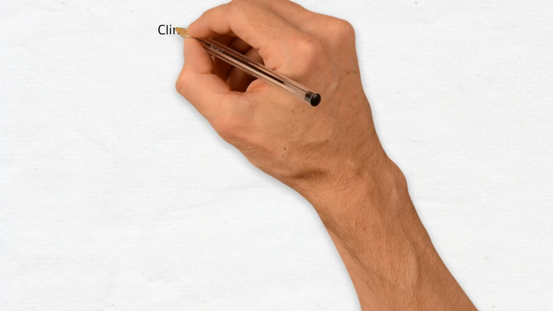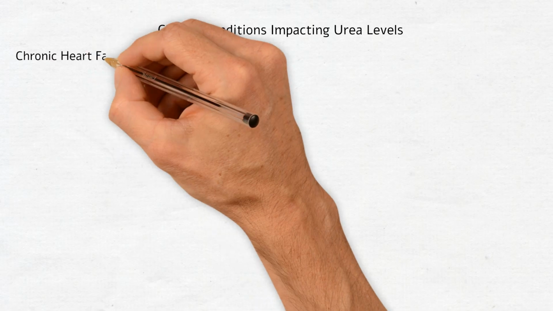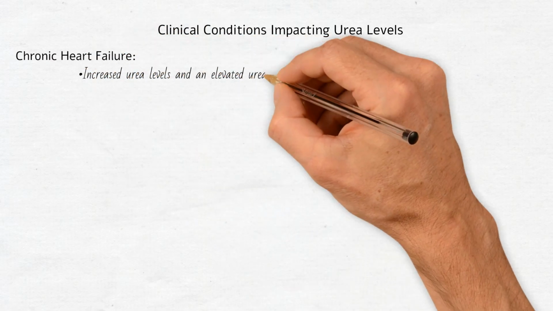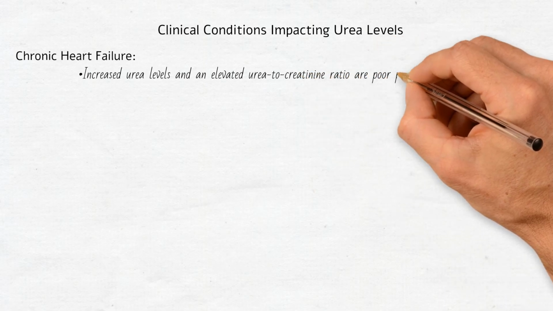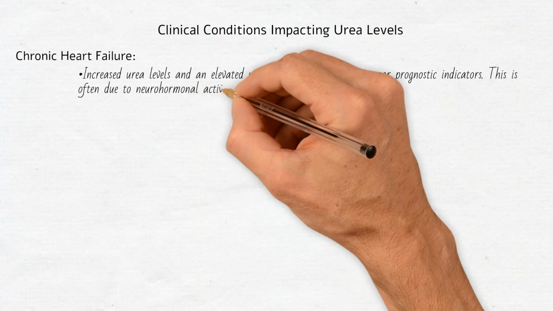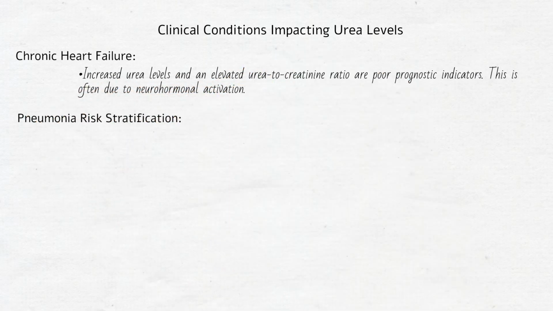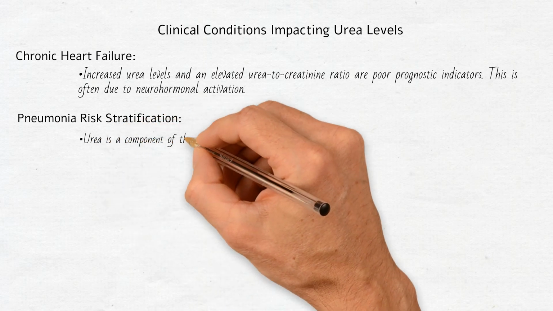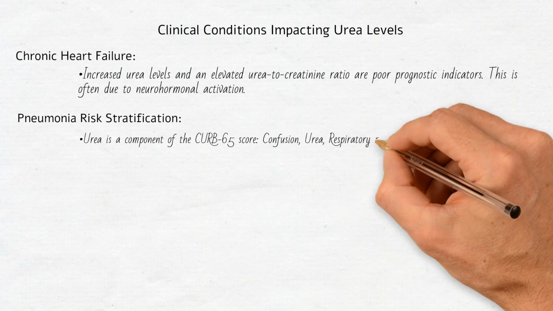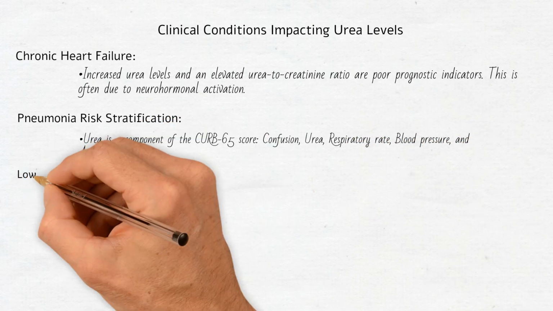Clinical conditions impacting urea levels. Chronic heart failure. Increased urea levels and an elevated urea to creatinine ratio are poor prognostic indicators. This is often due to neurohormonal activation. Pneumonia risk stratification. Urea is a component of the CURB-65 score: confusion, urea, respiratory rate, blood pressure, and age greater than 65.